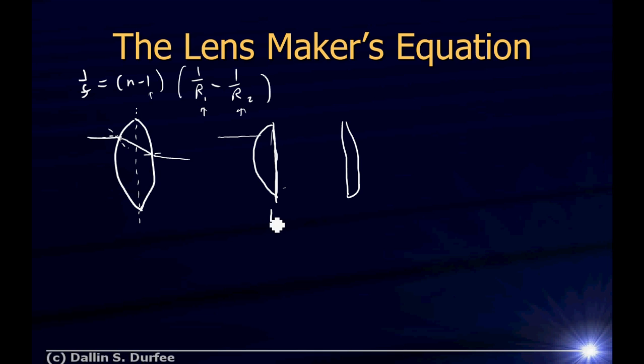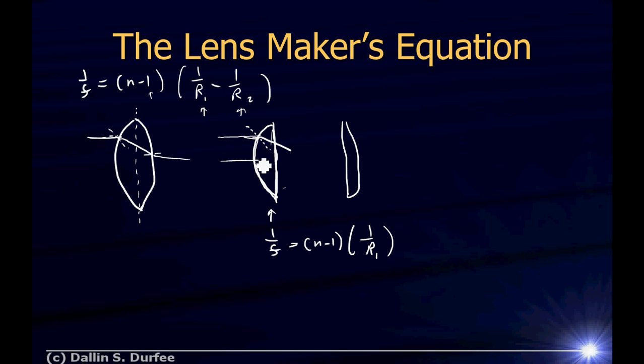So the focal length for this lens right here is given by 1 over f is equal to n minus 1 times 1 over r1. And I don't have to worry about r2 because for this lens it's infinity. But then I look at this and I say, what's going to happen? Here's my normal. Is this going to bend towards or away from the normal? We're going into a medium with a higher index of refraction. We're going to bend towards the normal. So this surface, a convex surface, is going to cause the light to bend inward.